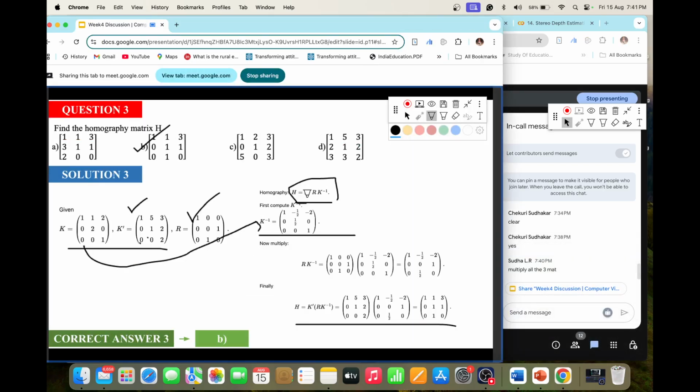Multiplication, you can multiply any two first. You can multiply these two first and then with this, or these two first and then with this. Anything you can do, just maintain the order. Better, you have K dash R, so first multiply these two and then multiply with K inverse, and you can get the H. That is best.